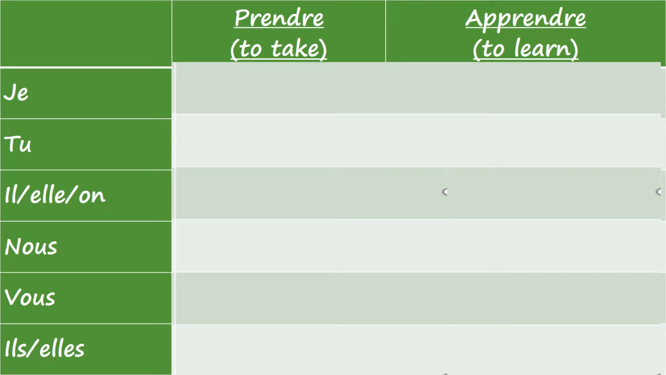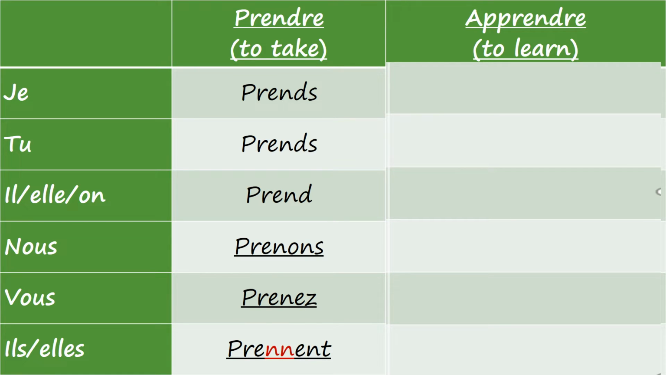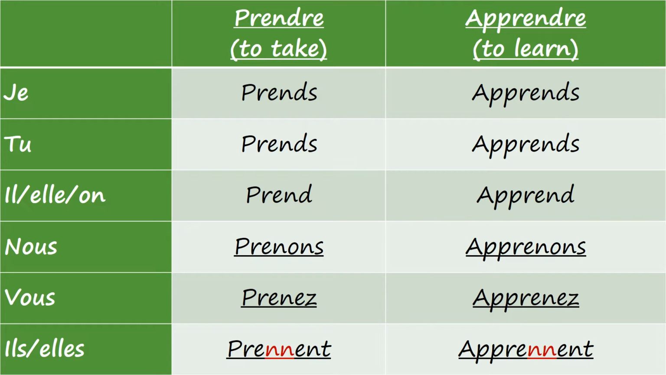Prendre and apprendre, these two are of the same category. So I would suggest that you take a pause here, try to conjugate the verbs on your own and then see the answers which are here. Alors, prendre: je prends, tu prends, il or elle prend, nous prenons, vous prenez, ils or elles prennent. Then apprendre: j'apprends, tu apprends, il or elle apprend, nous apprenons, vous apprenez, ils or elles apprennent.